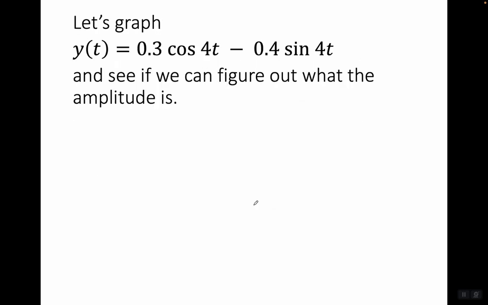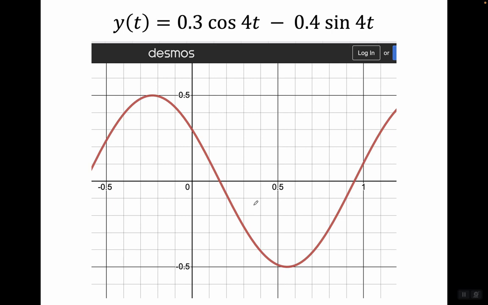Let's graph y of t equals 0.3 cosine 4t minus 0.4 sine 4t and see if we can figure out what the amplitude is. That's the one last thing we need to calculate here.